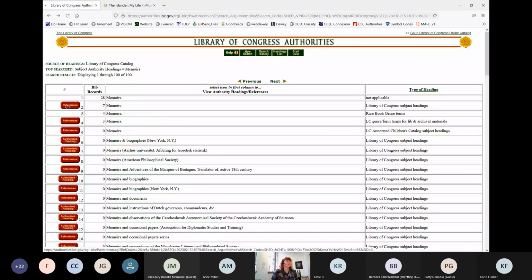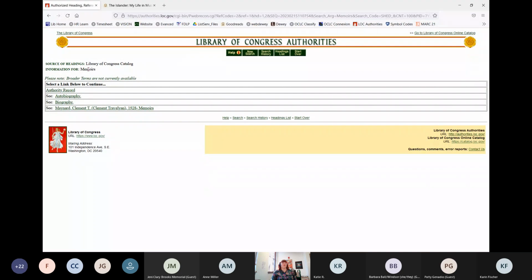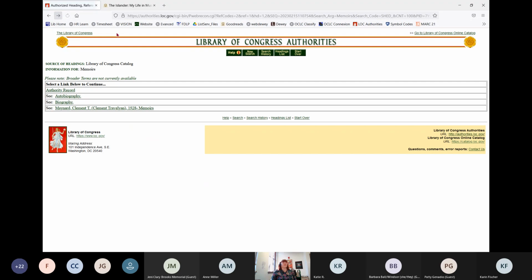References for memoirs. It's this page here, information for memoirs. Source of heading is Library of Congress catalog, which is what we want. Select a link to look for the following. So this will take us to the authority record. There is no authority record for memoirs. So let's go back to this view. It's redirecting us to autobiography, biography. Also see this example. I don't really care to see the example, but let's go with autobiography.